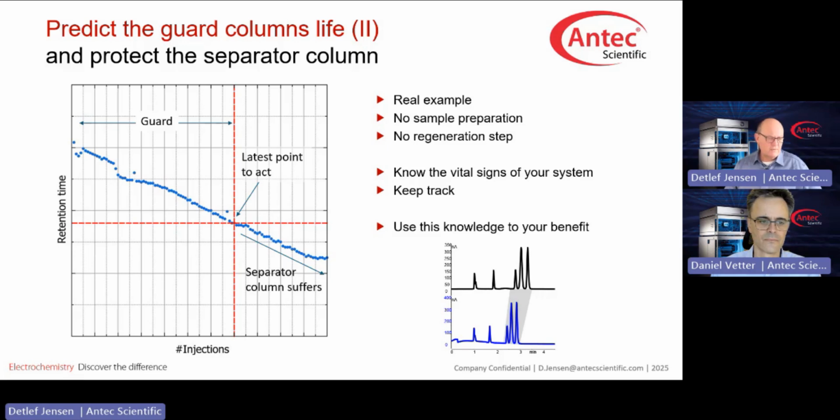And that is a kind of differentiator, if you so want, between the continuous fouling of the guard column and the sudden effect of a carbonate contaminated eluent. Very good one. Thank you. So this is what you can do with your guard column in a situation where you don't want to do a sample preparation.